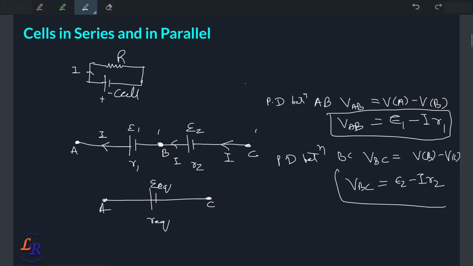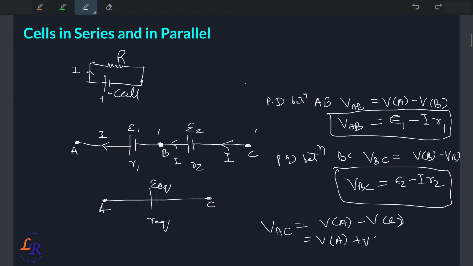Now to find out the equivalent EMF, we want between A and C, so let's find out what would be the potential between A and C. It can be potential A minus potential C. Okay, so we can just add something and subtract something because it is position dependent, not path dependent. So you can write, let's say, plus B, right? And then you have a minus here.